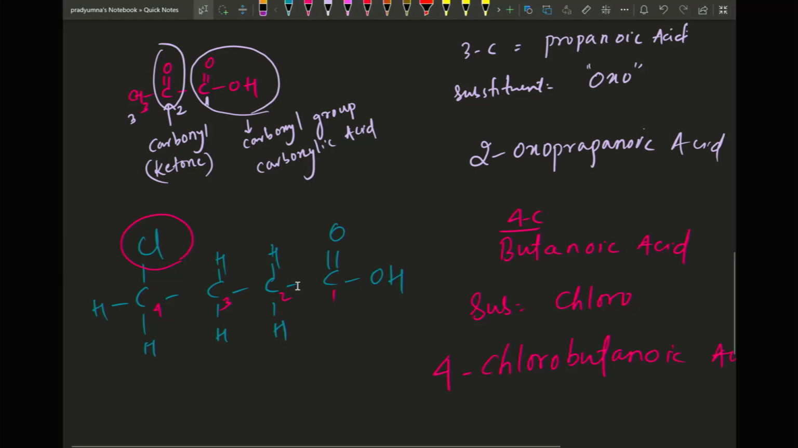Whoever is the highest priority is the one that gets the smallest number, so you play by the rule of the higher priority group. All right, let's stop here.